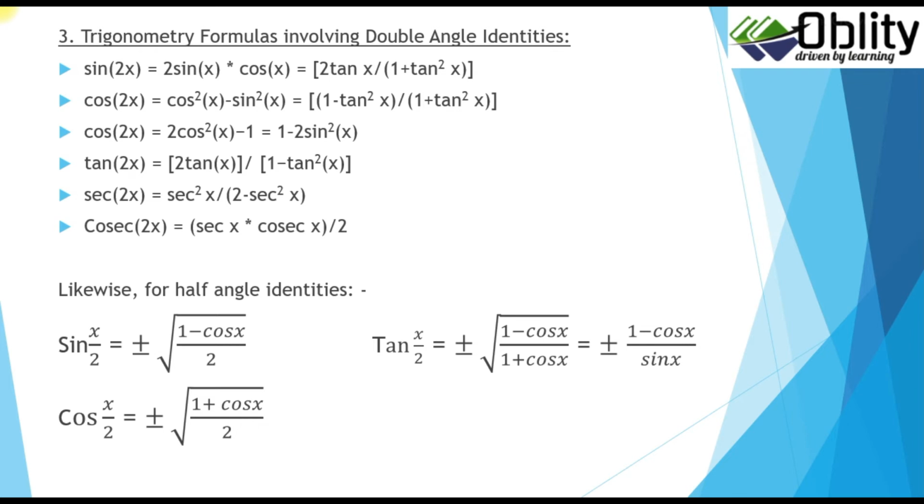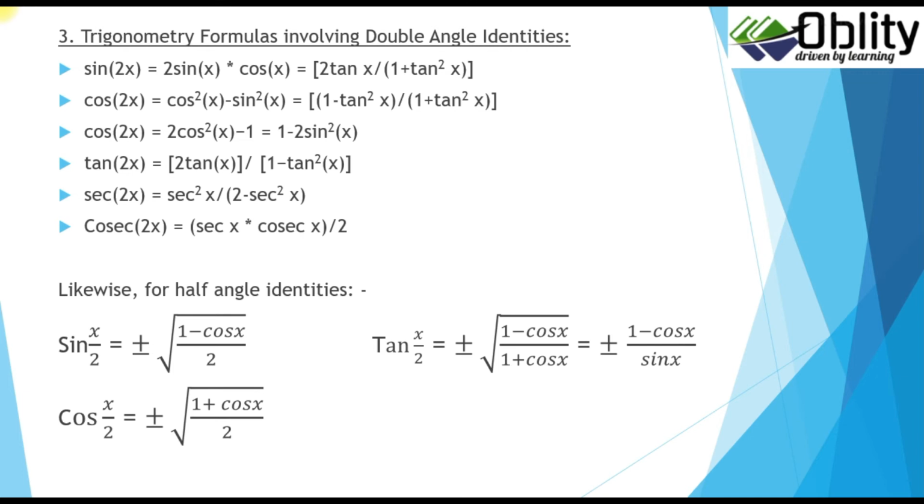Cos 2x is equal to 2 cos square x minus 1, is equal to 1 minus 2 sin square x. Tan 2x is equal to 2 tan x, divided by 1 minus tan square x. Sec 2x equals sec square x divided by 2 minus sec square x. Cosec 2x equals sec x multiplied by cosec x, divided by 2.